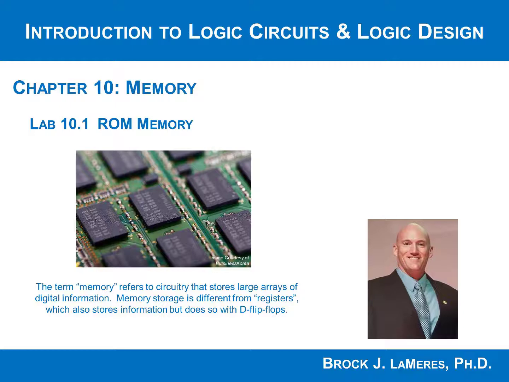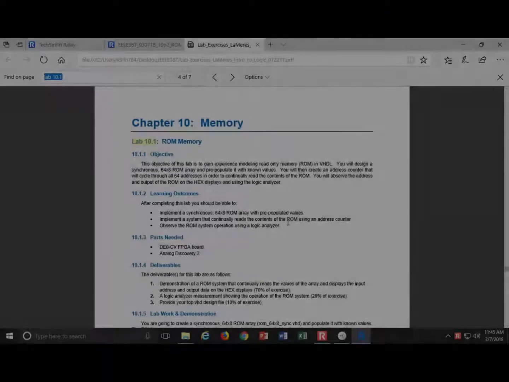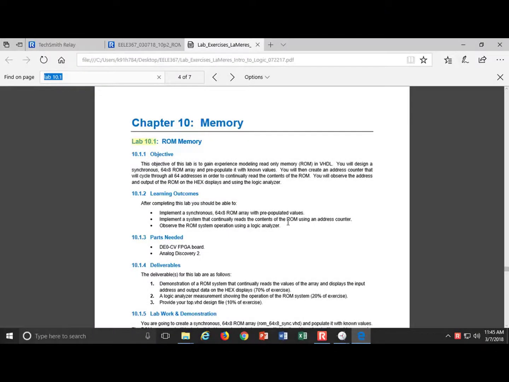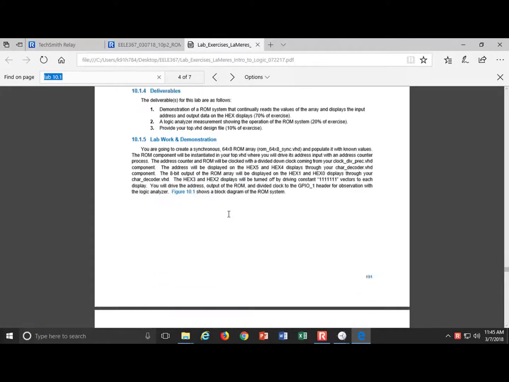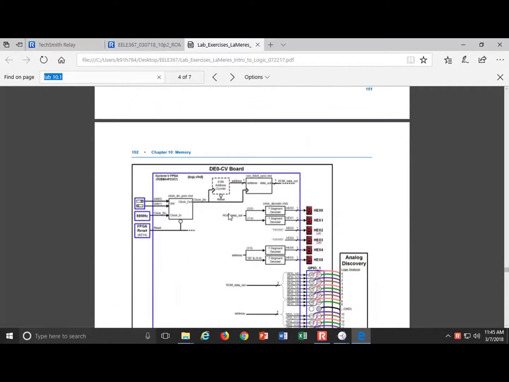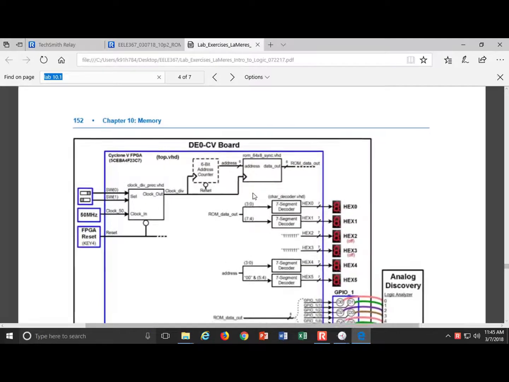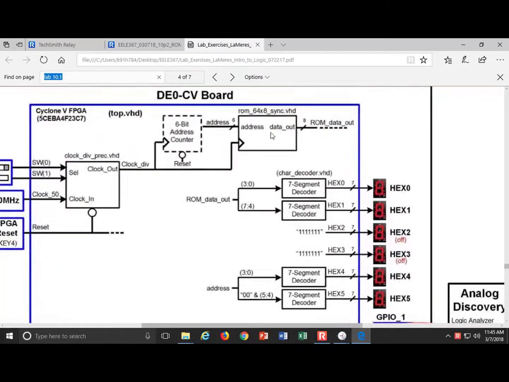In lab 10.1, you are going to get experience implementing a ROM array in VHDL. So here is what you are going to do. You are going to create a ROM array VHDL block, and it is going to be 64 by 8. That means 8 bits is N, it's 8 bits wide.